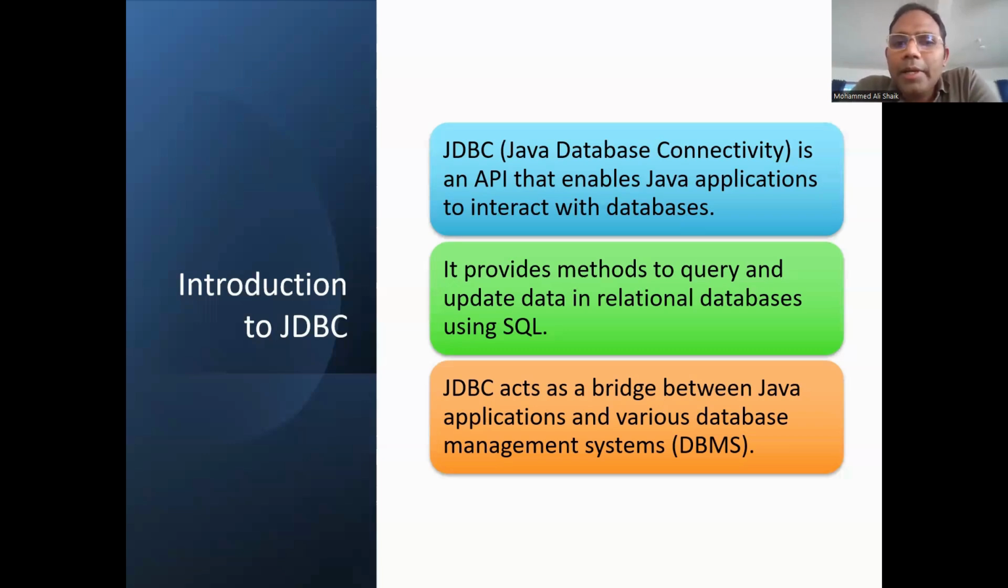Coming to update data in a relational database, update in the sense we are going to create the data, that is insert the data in a table, or delete the data in a table, or update the data in a table. All this comes under update data. So JDBC acts as a bridge between Java application and various DBMS, that is database management system. This is what we discussed in this slide. Let us move to the next one.